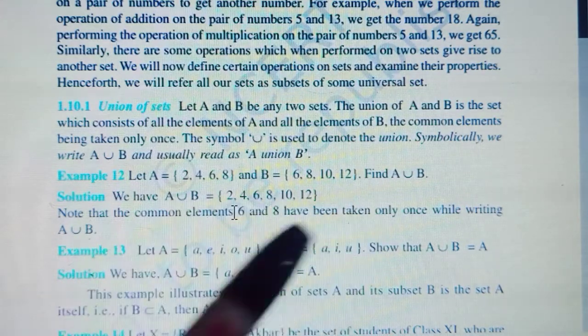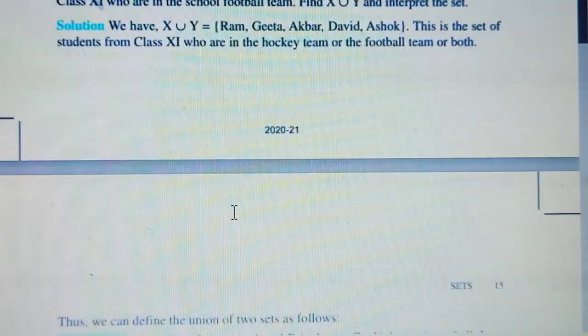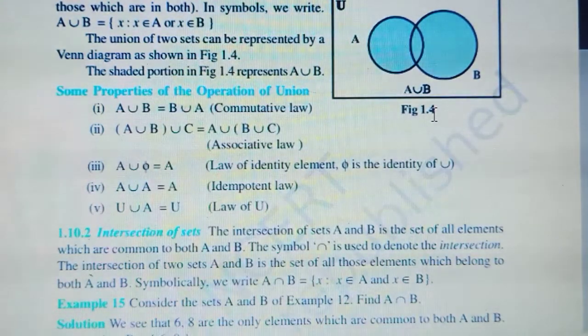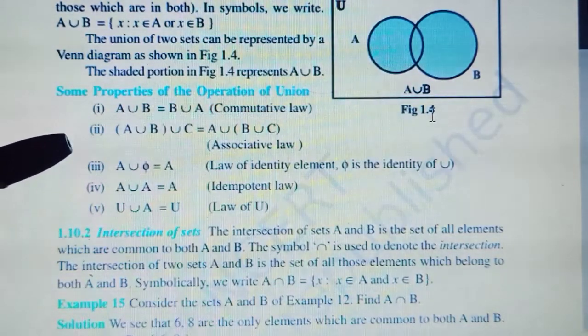So this gives you A union B. All right. Then there will be some properties of operations of union. Just as you studied addition and subtraction, for those also you had certain properties that are satisfied by addition and multiplication, but not satisfied by subtraction and division. Likewise, if you're finding union of two sets, what all can happen? So the properties of operations of union.